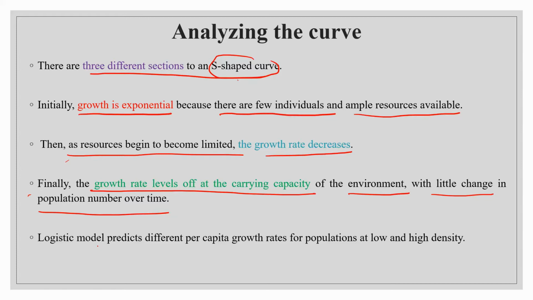So you can see that my S curve, that is this curve, is divided into three sections. Firstly, the growth rate will be exponential, then it will decrease, and then it will level off. So you can break your curve into three parts. Now we will see a mathematical justification for this.